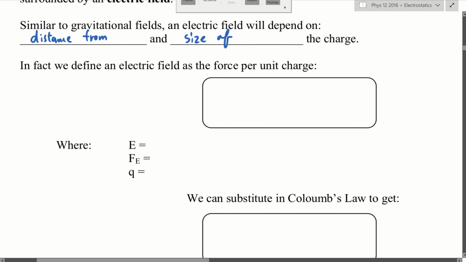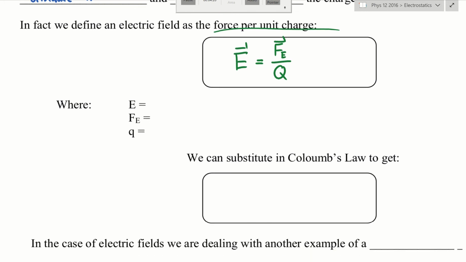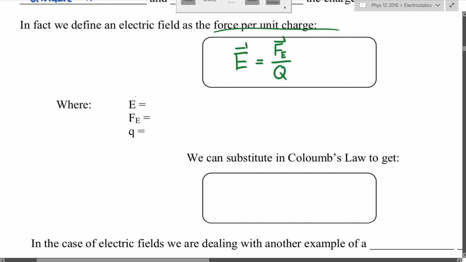Electric field is defined as the electric force per unit charge. That means the electric field, which is a vector, that's why we have that little arrow on top, is the electric force per unit charge. Now, recall from last day, in this equation we have E, which is not energy. This is actually the electric field.